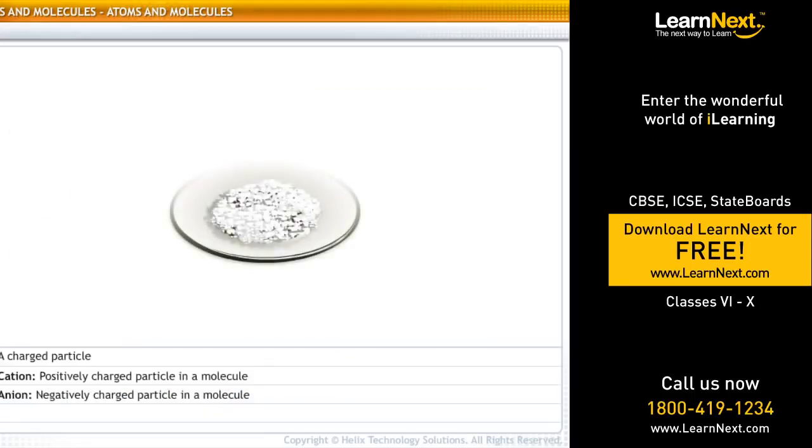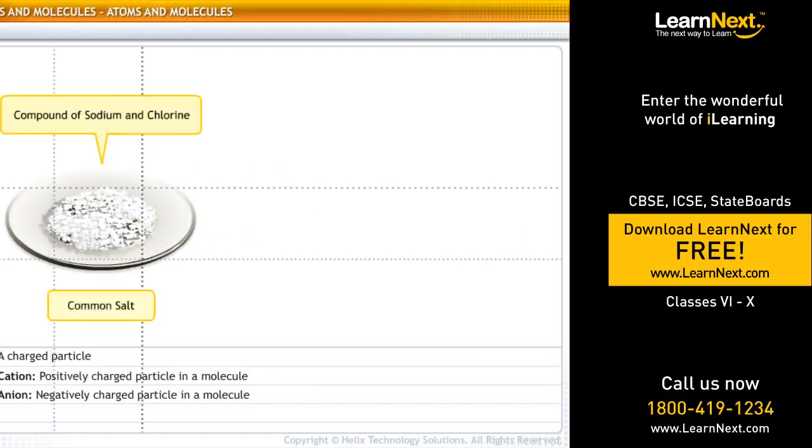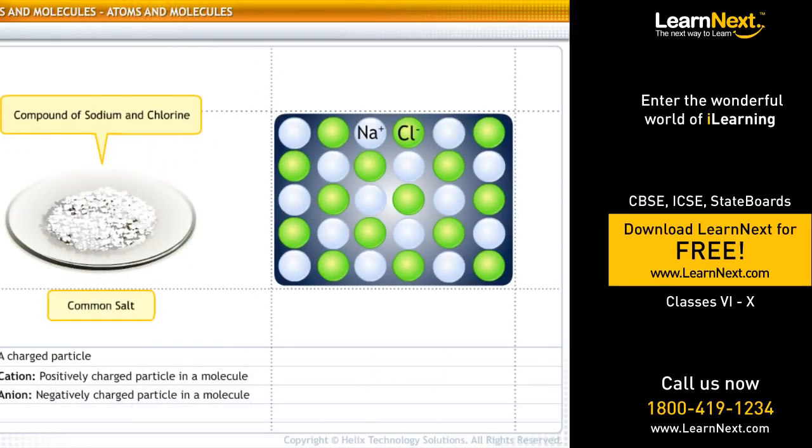So far we have discussed the molecules of elements. Elements combine to form compounds. Thus, a molecule of a compound has 2 or more elements. For example, common salt is a compound of sodium and chlorine, where sodium is a positively charged particle and chlorine a negatively charged particle, and each of these is called an ion.